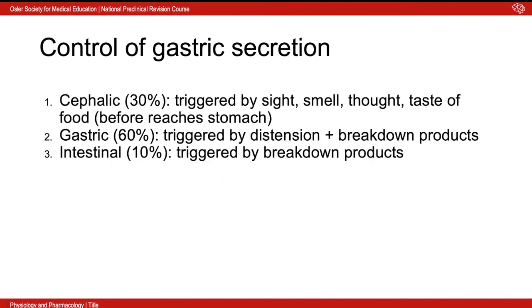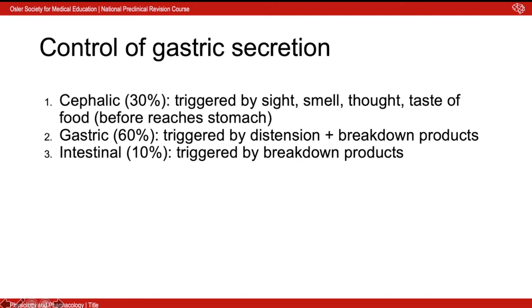Even though you'd think that the control of gastric acid secretion would be from the stomach mostly, actually it's divided into a cephalic phase, a gastric component, and an intestinal component. So the cephalic component is what happens before the food actually reaches the stomach. It can be triggered by the sight, smell, the thought, or the taste of food.